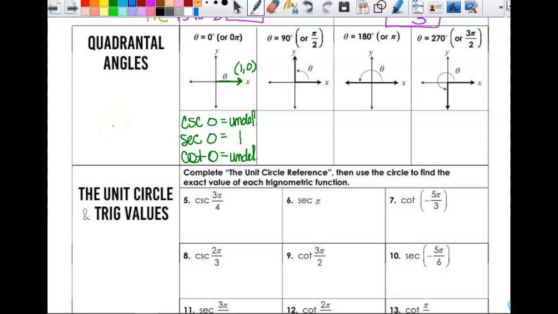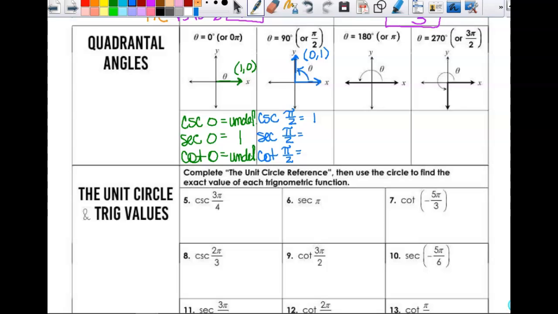All right, so let's look at pi halves. So at pi halves, this ordered pair is 0, 1. And again, we're going to do cosecant of pi halves, secant of pi halves, cotangent of pi halves. The reciprocal of cosecant is sine. The sine of pi halves is 1, so the cosecant is 1.